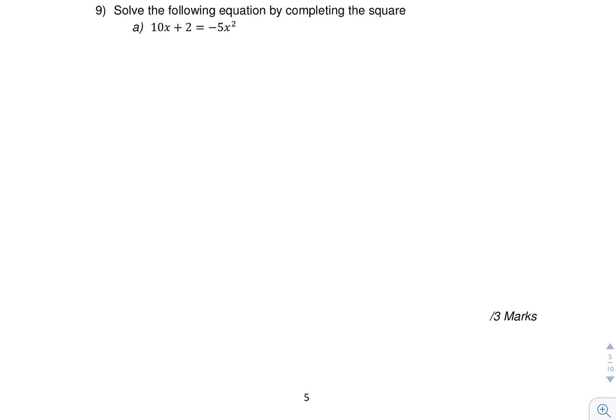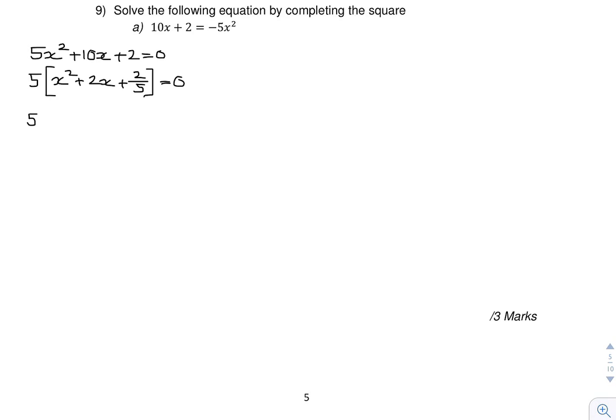Question 9. Solve the following equation by completing the square. The first step to complete the square is to rearrange your equation so that everything occurs onto one side of the equation. So 5x squared plus 10x plus 2 is equal to 0. Now you can't complete the square with an a value greater than 1, so we're going to remove the 5 as a common factor, leaving us with x squared plus 2x plus 2/5 equal to 0.